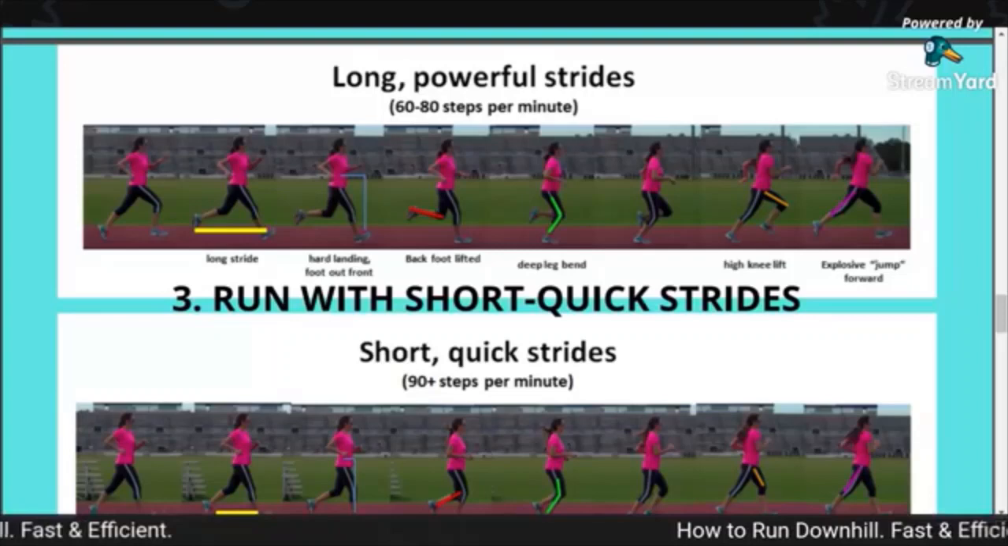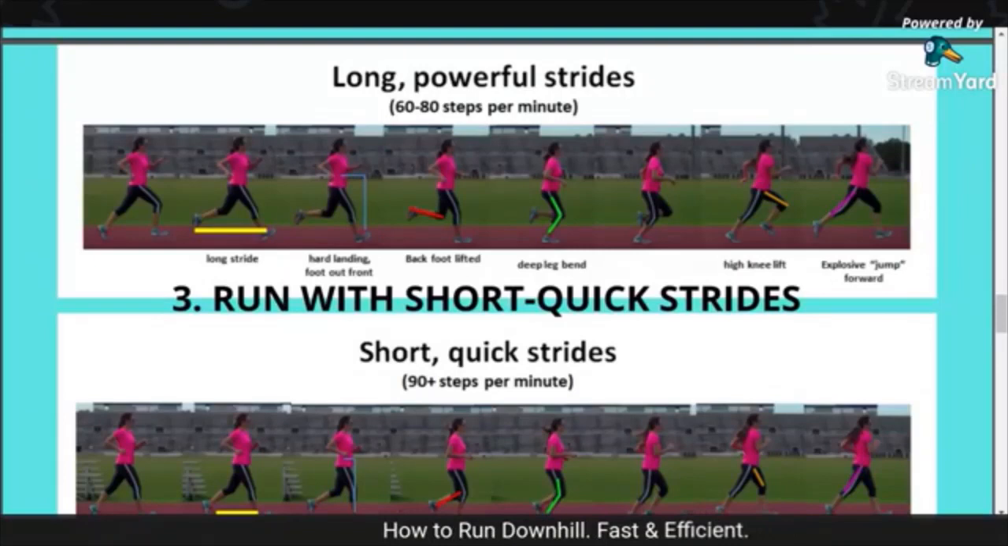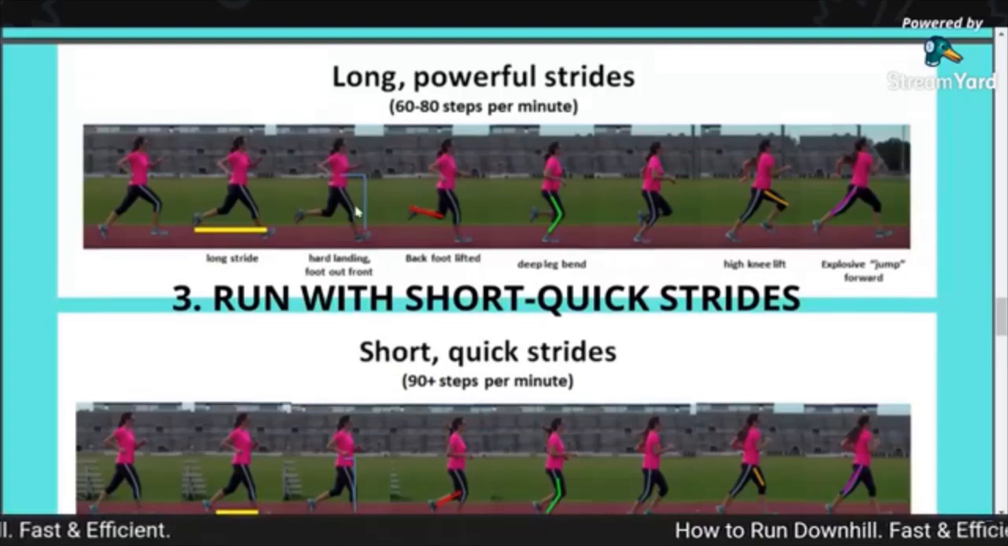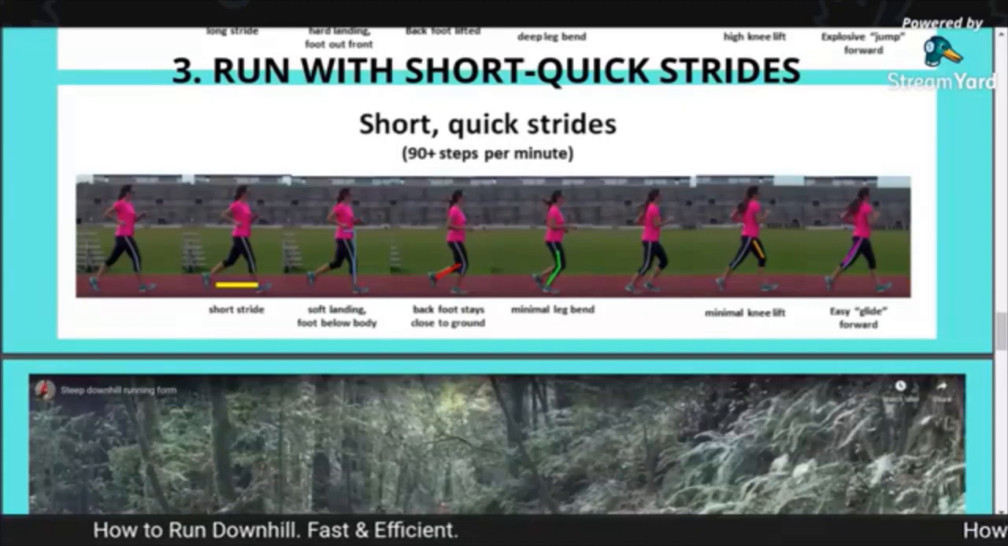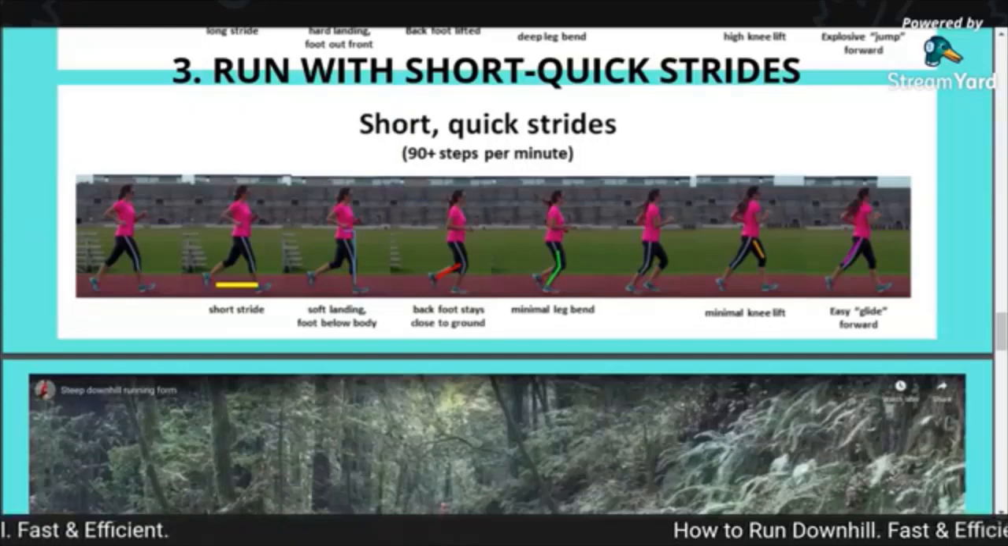If you want to know how to look at strike length, the watch itself shows the value of the strike length. A long strike length will be 60 to 80 steps per minute. This is called the long one. If you do the short one, let's see the one below. The short one will show you 90 steps and above per minute. I myself do around 120 to 130 per minute. Sometimes it will be 150, depending on what kind of trail, what kind of terrain.